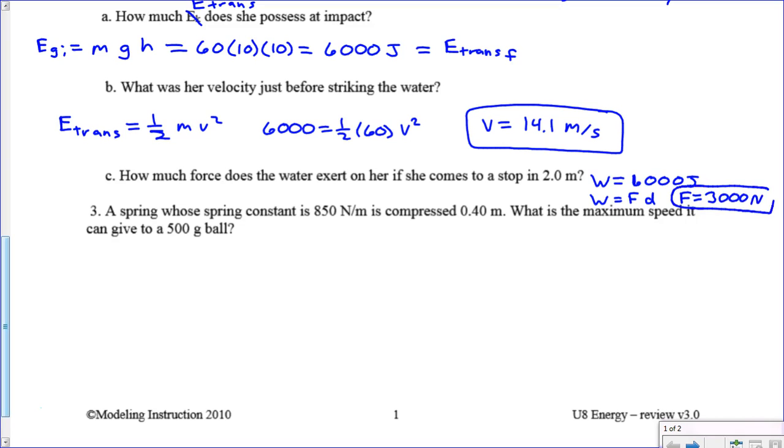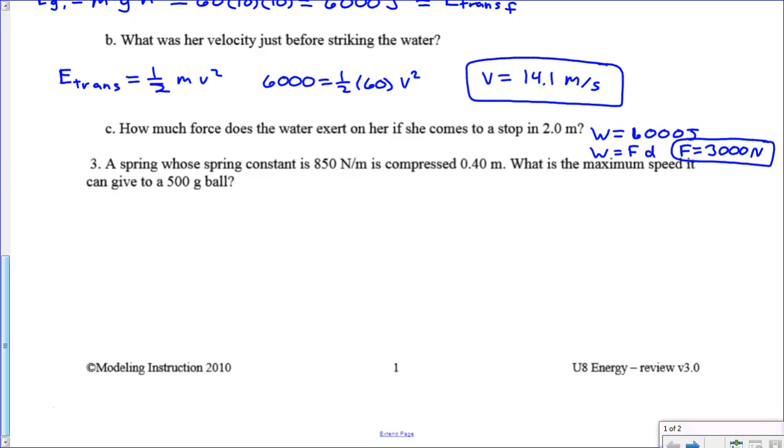Now, if you wanted to do a more complicated version of this problem, you would take into account the fact that she had gone down 2 meters, which means that there was actually a bit of a change in gravitational potential energy here as well. I decided to go with the simpler version where we ignore that change in gravitational potential energy because it'd be pretty small. But technically speaking, if she's going down in the water and she comes to a stop in 2 meters, you might have included the gravitational potential energy there.